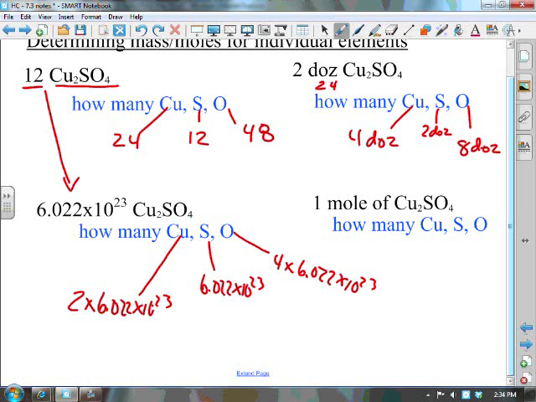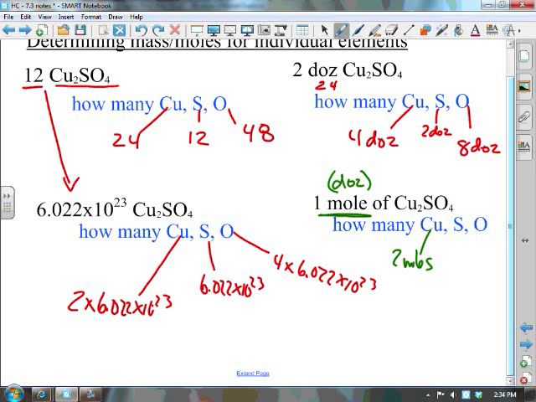Now, last one here, and this is the one that people have issues with. Up here I said 2 dozen Cu2SO4s. What if I had 1 mole of Cu2SO4s? Think of the mole as a counting unit. Again, apply it the same way as if this said 1 dozen. If I have 1 mole of Cu2SO4s in my hand, or say 1 dozen, how many coppers do I have? I would actually have 2 moles of copper in my hand.